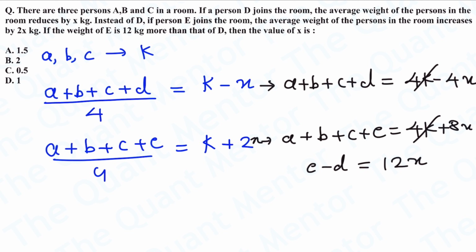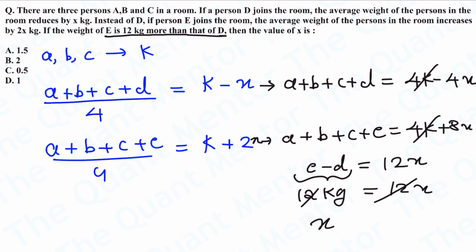Right? And the question also tells us that the weight of E is 12 kg more than that of D. So E minus D is actually 12 kgs, which is nothing but 12x. 12 cancels, x is simply equal to 1 kg, or 1. This is our D option very clearly. Okay, so this is one way in which we use pure equations to get our answer.